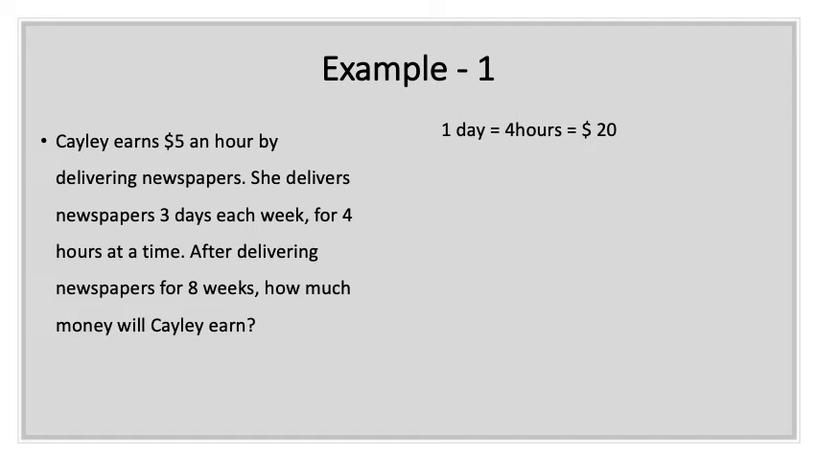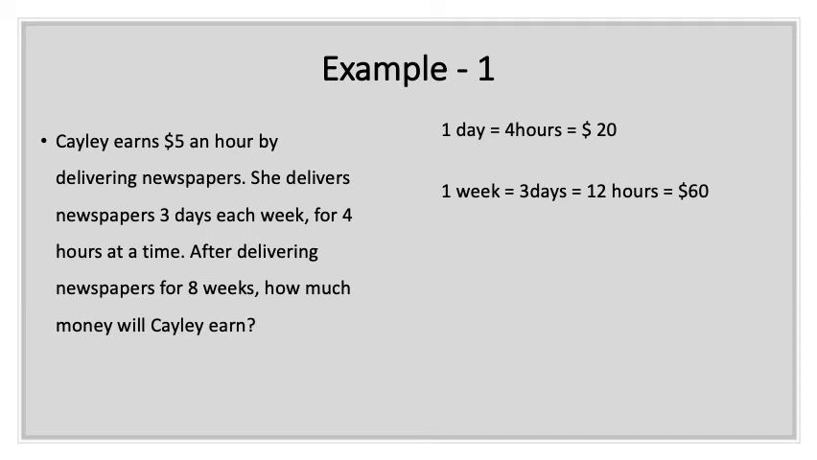She works 3 days in a week. How many hours in a week does she work? When you multiply 4 by 3, we have 12 hours. And how much do you think she earns in a week? We multiply 20 by 3, which is $60. Let's go back to that question. After delivering newspapers for 8 weeks, how much money will Kaylee earn?